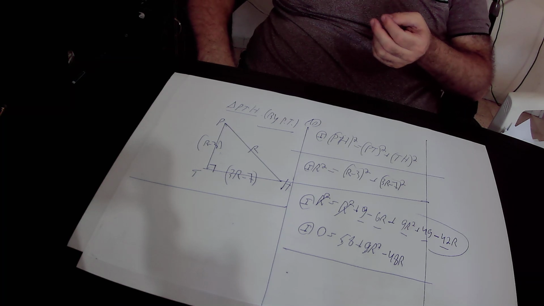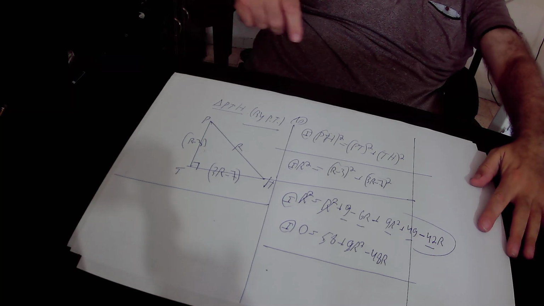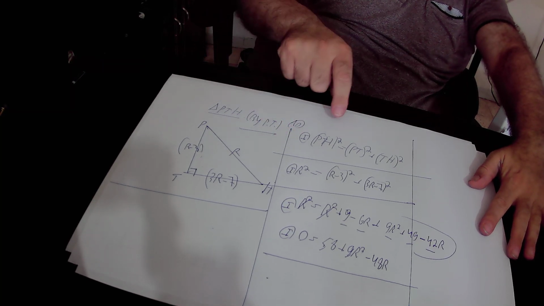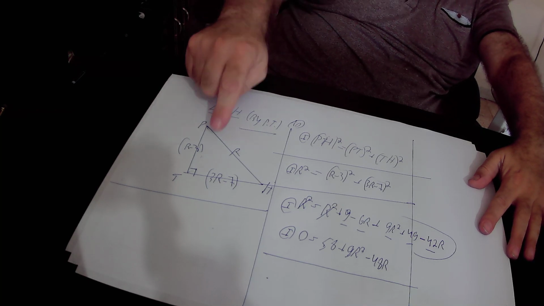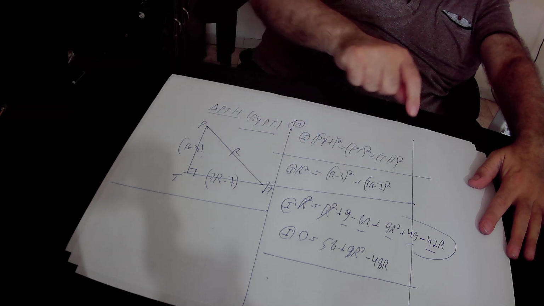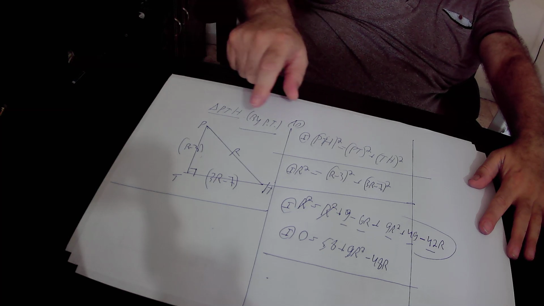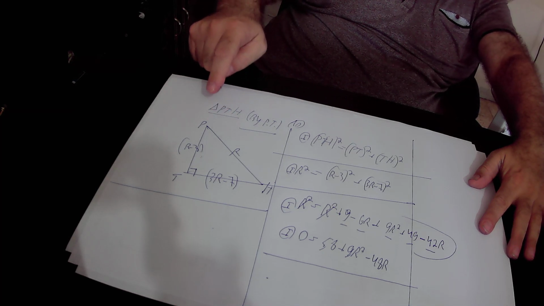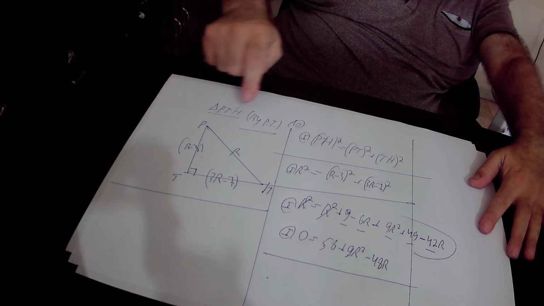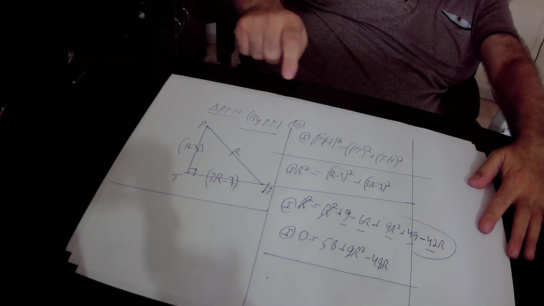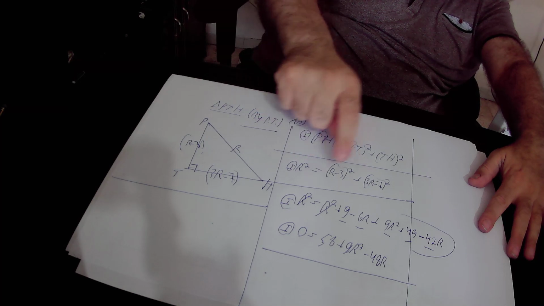According to the Pythagoras theorem, the square of the hypotenuse is equal to the sum of the squares of the perpendiculars. The hypotenuse is PH, therefore the square of the hypotenuse is PH squared. It must be equal to PT squared plus TH squared. PH is R, therefore PH squared is R squared. PT is R minus 3, therefore PT squared is (R minus 3) squared. TH is 3R minus 7, therefore TH squared is (3R minus 7) squared.